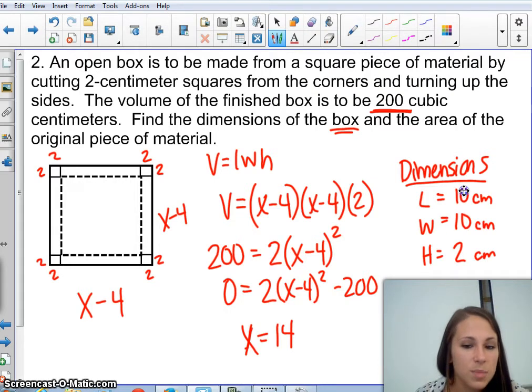And that should make sense because 10 times 10 times 2 is 200, and so that would give us a volume of 200. Now, the last thing I need to find is the area. So the area of the original piece of material.